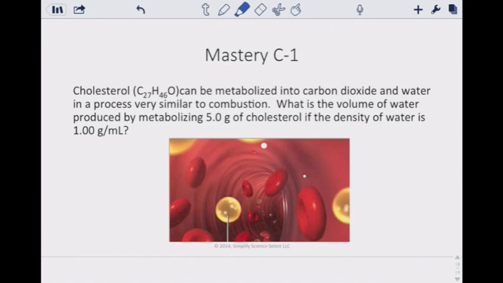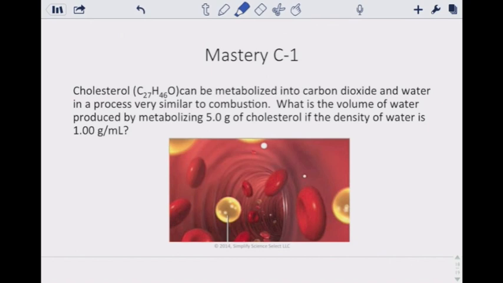It says that cholesterol can be metabolized into carbon dioxide and water in a process very similar to combustion. What is the volume of water produced by metabolizing 5 grams of cholesterol if the density of water is 1 gram per milliliter? So when we're looking at this, very tough question. That's why it's a mastery level question.